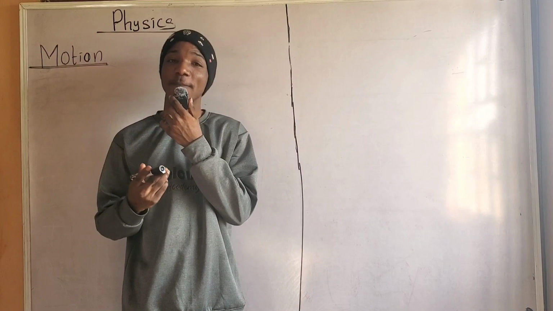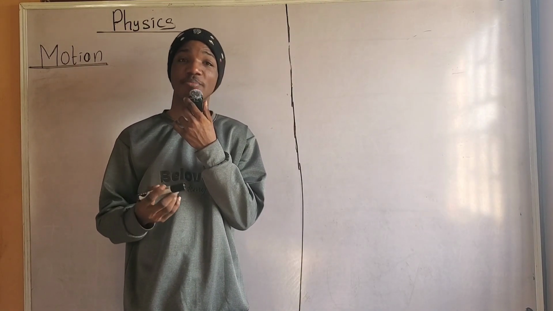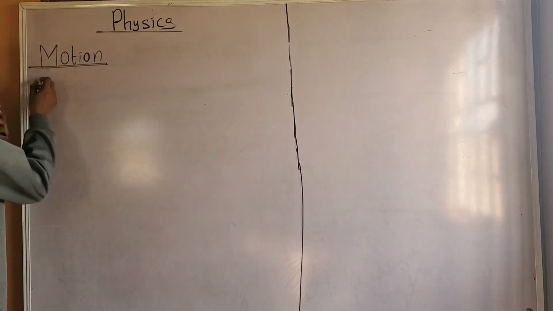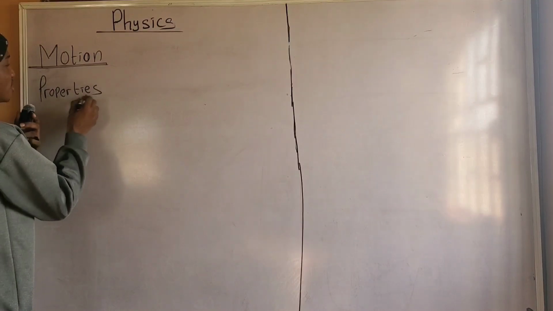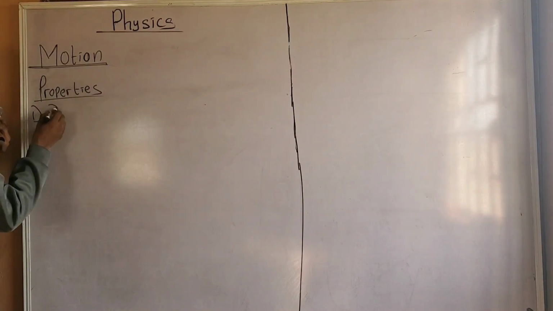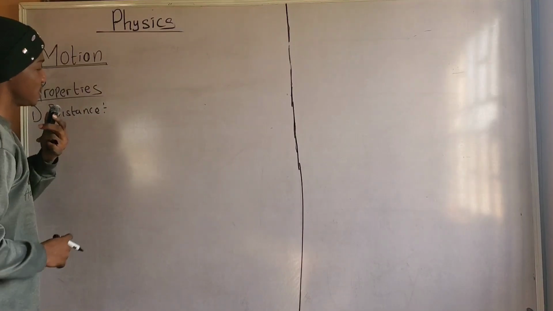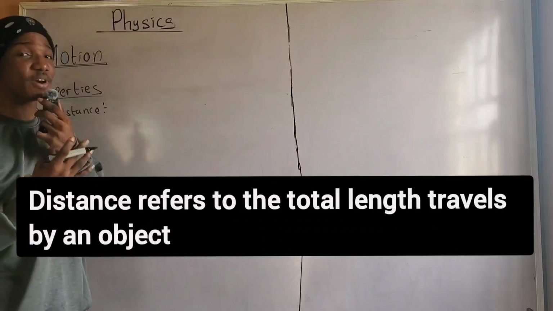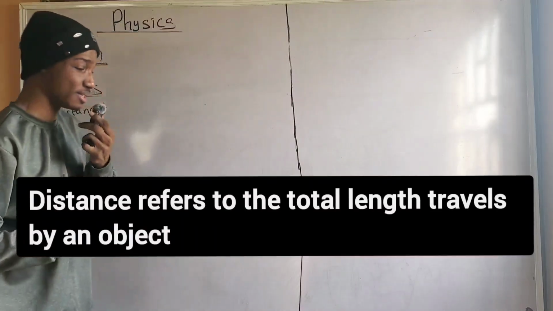Now, let us talk about the properties of motion. You can call it characteristics. The first property we're going to talk about here is distance. Distance refers to the total length traveled by a body. Now look at this.